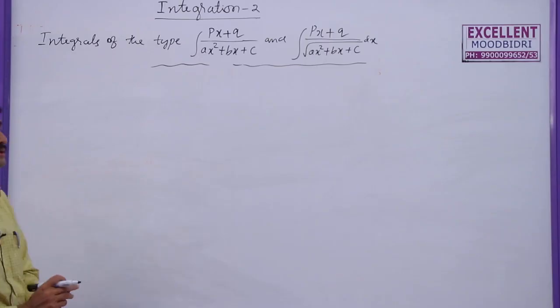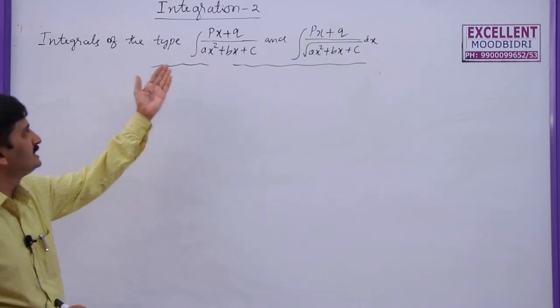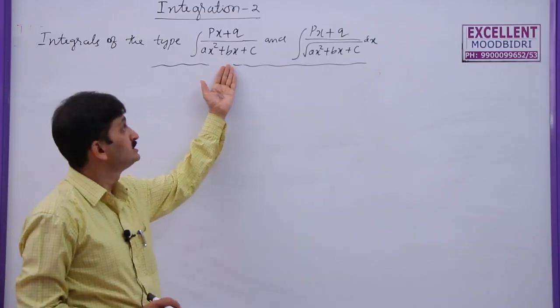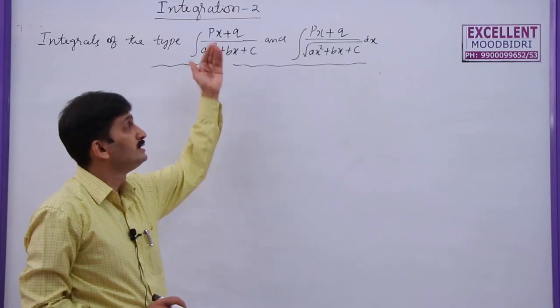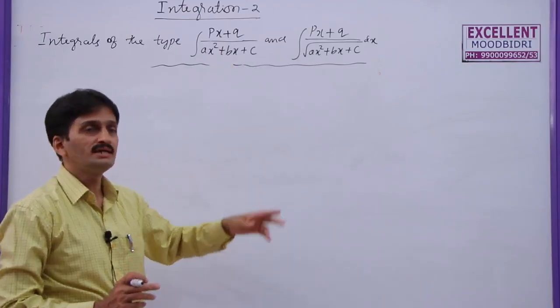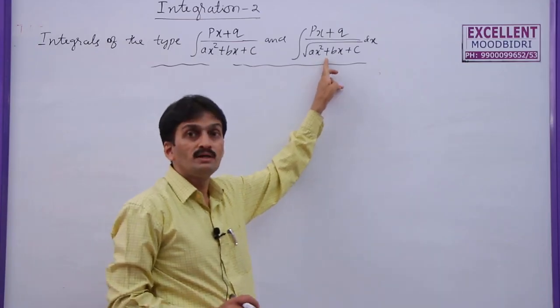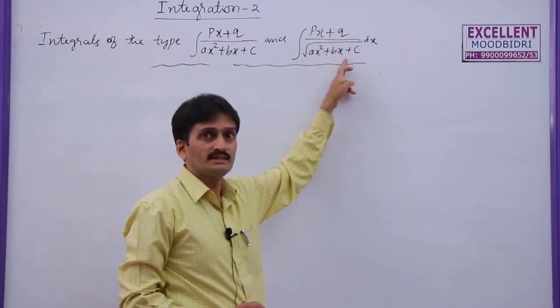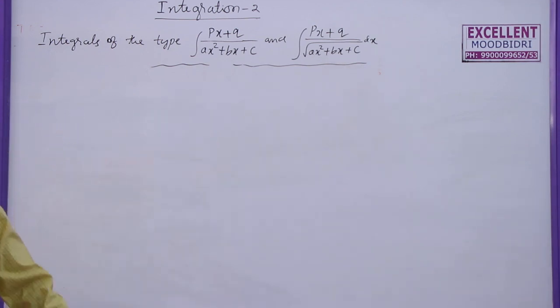Okay, we shall see the next type of integrals, that is integral of (px plus q) by (ax square plus bx plus c). Means the numerator is a linear expression, the denominator is a quadratic expression, and also integration of linear by root of quadratic, that is (px plus q) by root of (ax square plus bx plus c). Now for both problems you have to follow this method.